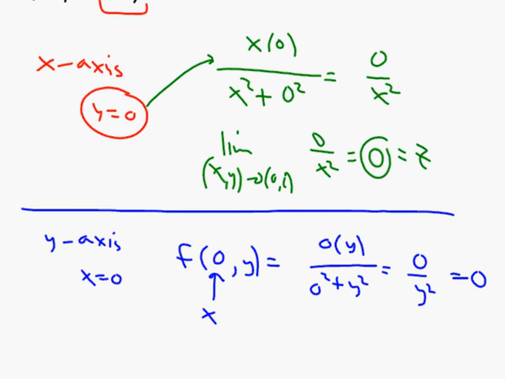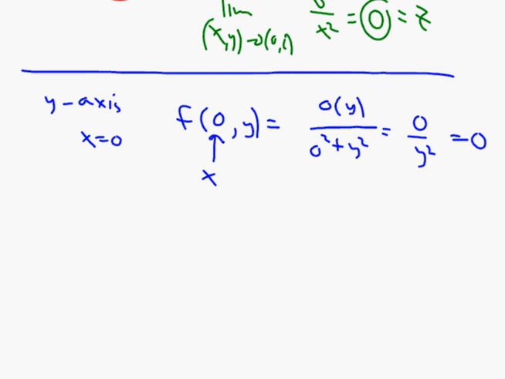Does that make sense? So far, you might say, hey, wait a minute. We approached along the x-axis, we got a limit of 0. We approached along the y-axis, we got a limit of 0. And you might start to say, hey, I think this limit might be 0. And this is where these problems get difficult, because you have to try all the possible paths. Now, we know we don't have time to do that. So I'm going to speed this up for you a little bit.